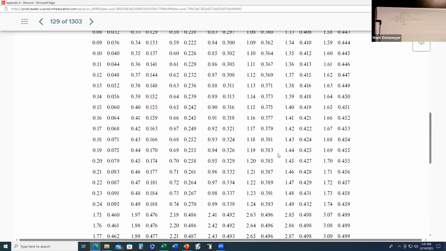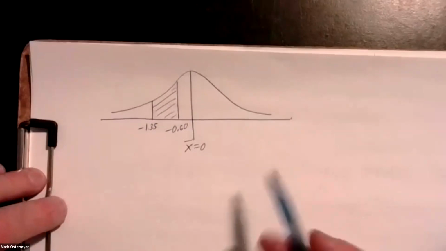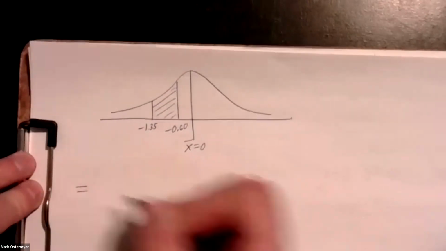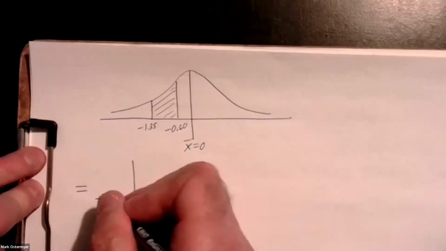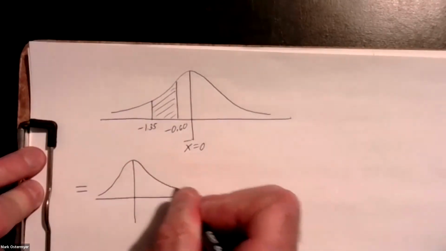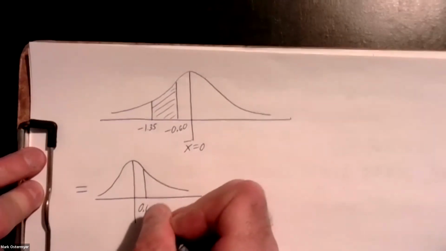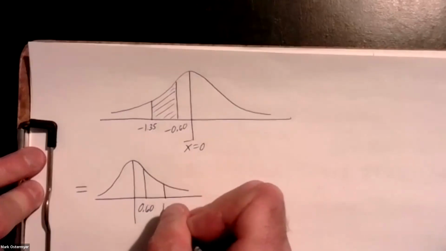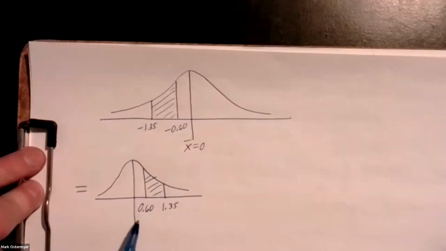No, there's a way. The way, ladies and gentlemen, is to use something called symmetry because this curve is 100% symmetric. So you know what this is going to be equal to? This is really going to be equal to, by symmetry, the area from positive 0.60 up to positive 1.35. Same area by symmetry. Everybody see that there? This area symmetrically is equivalent to this area.